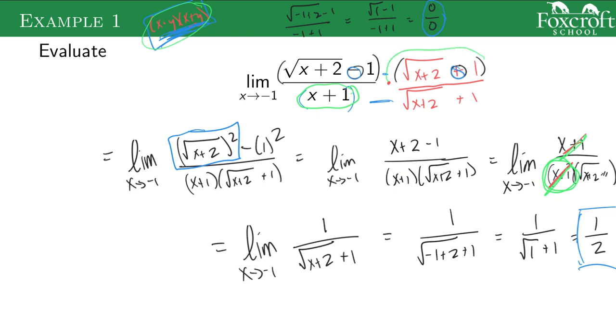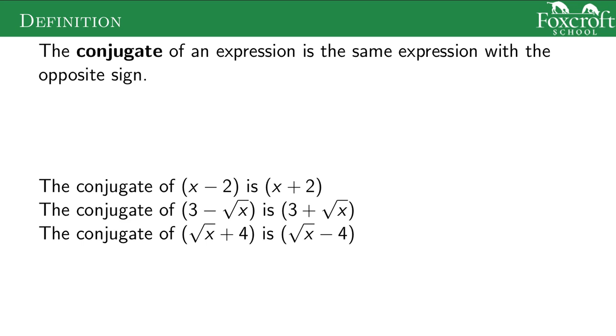And this thing here is called the conjugate of the top. It's the same thing with the opposite sign. So if there's a minus sign, you put a plus sign. If there's a plus sign, you put a minus sign. The conjugate of an expression is the same expression with the opposite sign.